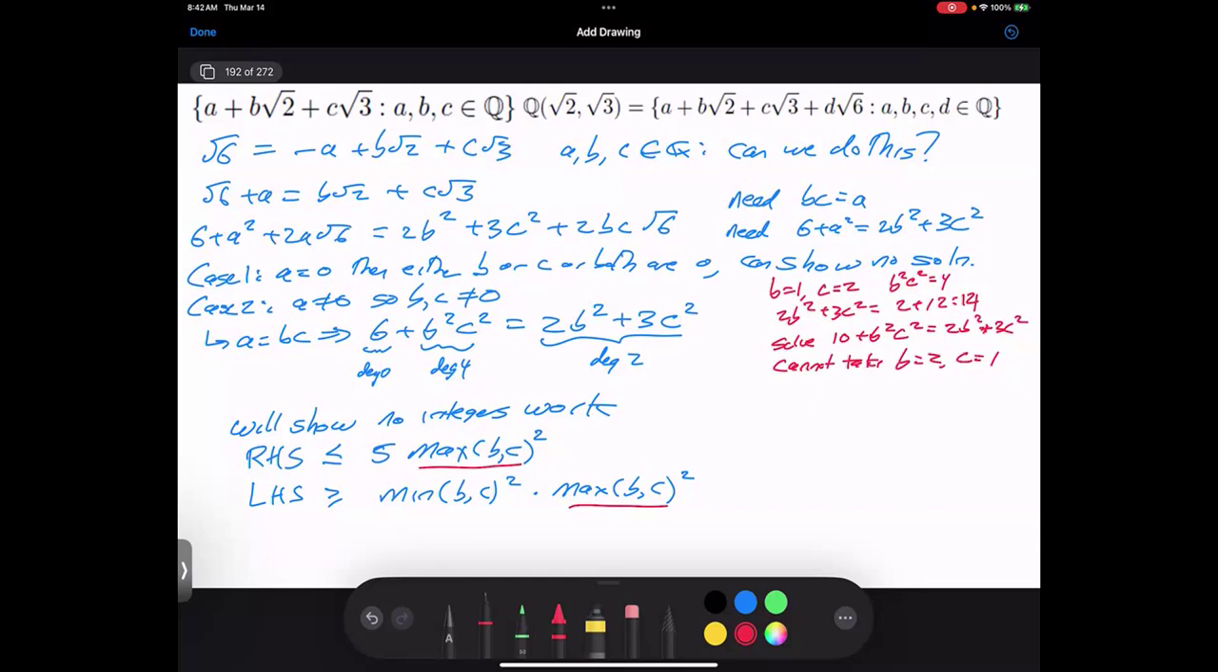So notice that there cannot be a solution once the minimum of B, C squared is greater than 5. Well, actually, I know the left-hand side is strictly greater than, so I can even say greater than or equal to 5. So no solution unless the minimum of B and C is less than or equal to 2.